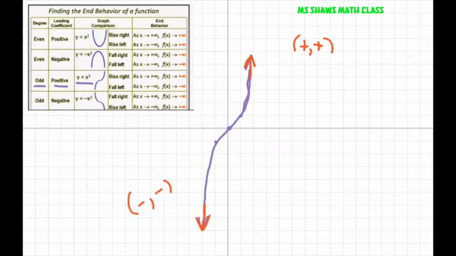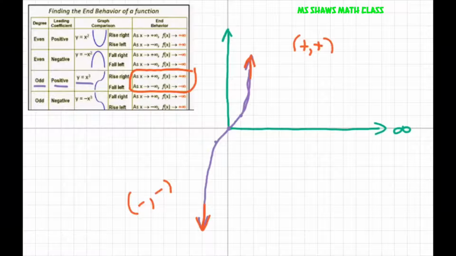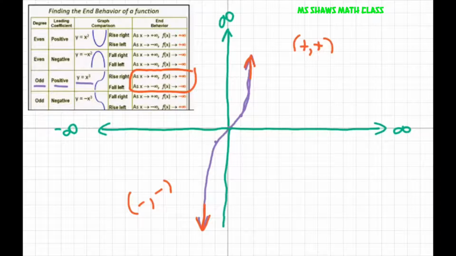All right, and so that's what this means here. So that just means as our x values get larger and larger, so do our y values. All right, and as our x values get smaller and smaller to negative infinity, so do our y values.